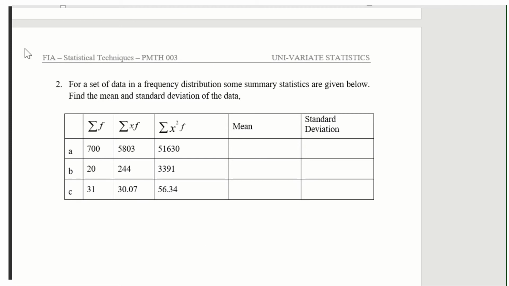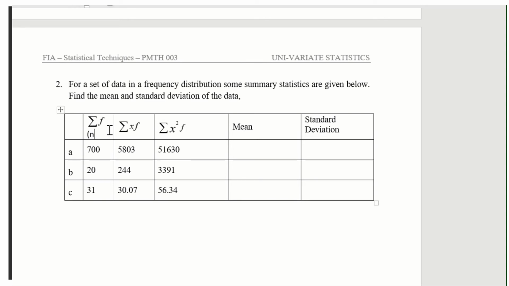Okay, let's look at number 2. For a set of data frequency with some summary statistics given, find the mean and standard deviation. A lot of students, when they look at the question, they go, oh, I only learned sigma x. I learned n. I learned sigma x squared. What is f? I don't know. Same thing. What is f? Frequency. So sigma f is the same as sigma n. It's the same thing. Understand? It's the same notation. Sigma x and sigma fx is the same thing.